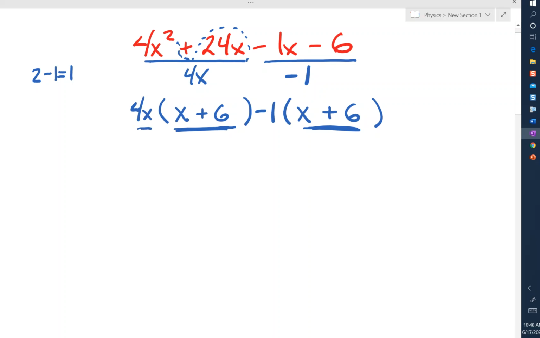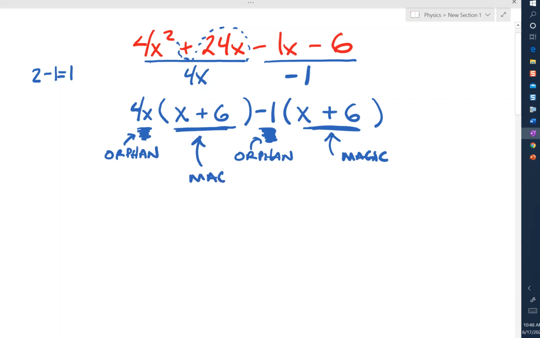And then these little things up in front right here, these coefficients, or these terms that are in front of the binomials, I call those the orphans. And I'll tell you why in just a minute. That's an orphan. This is an orphan. And these terms right here are called the magic. This is not in your textbook. This is just something to try and help you remember it, okay?